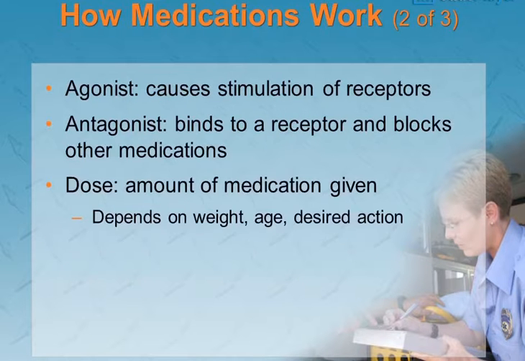How medications work, 2 of 3. Agonist, causes stimulation of receptors. Antagonist, binds to a receptor and blocks other medications. Dose, the amount of medication given. Depends on weight, age, desired action.